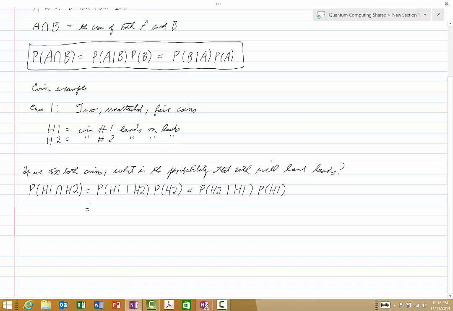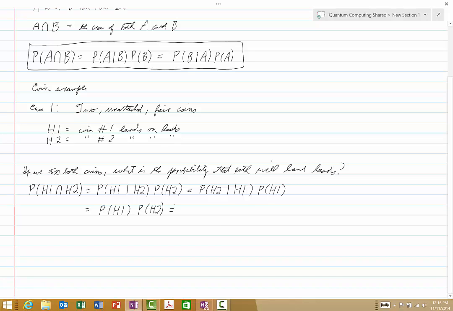And now let's think about them. Looking here at this first expression, what is the probability of H1 given H2? So, given that the second coin lands on heads, what is the probability that the first coin lands on heads? Well, the fact that the second coin has landed on heads in this case has absolutely nothing to do with the first coin, because the two coins are unattached. So P of H1 given H2 is simply P of H1. It has nothing to do with what happens to the second coin. And then we bring down P of H2.